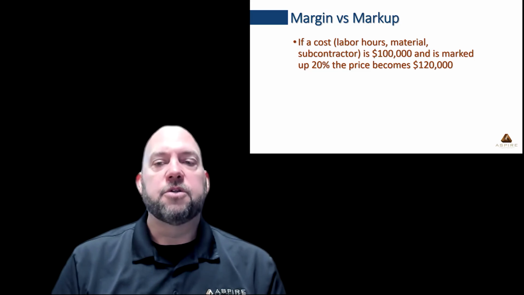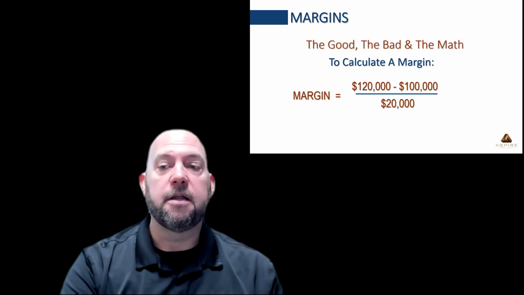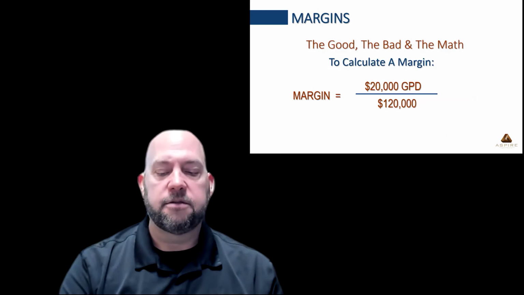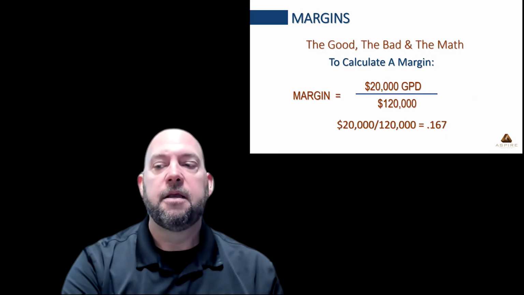To calculate a margin, you take your revenue minus your production cost and divide it by the revenue, and that will give you the margin. In that example, we have a $120,000 sales price with a $100,000 cost, that gives us a 20% profit. That $20,000 profit divided by the $120,000 sale price is 0.167, or a 16.7% profit margin. So our margin isn't 20%, it's actually 16.7.